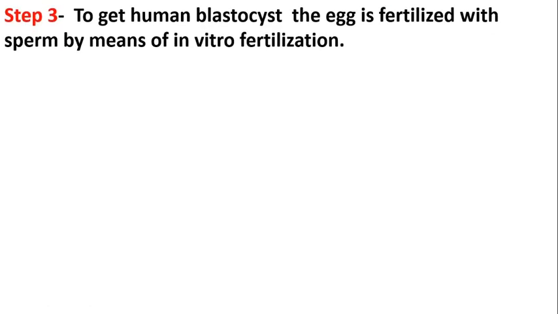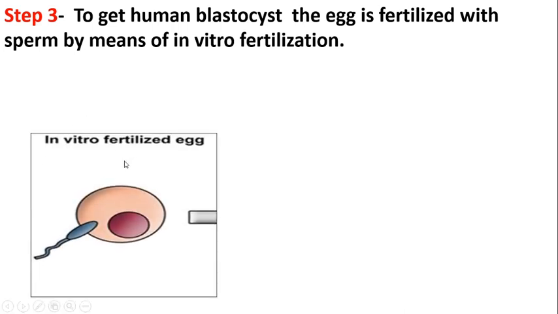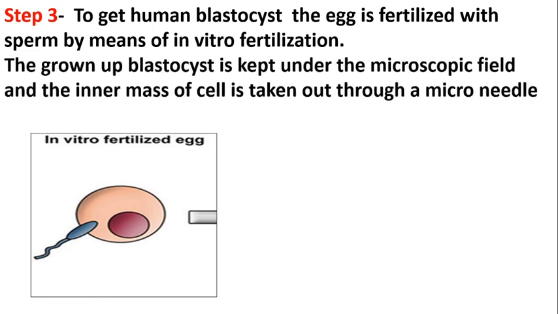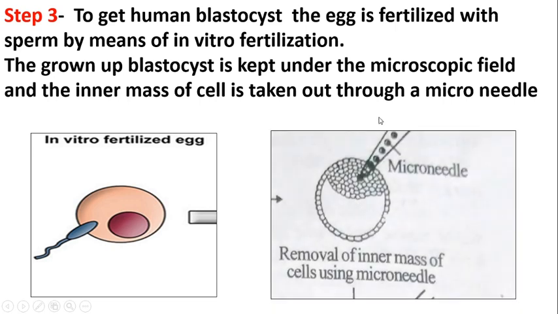Then step 3, to get human blastocyst, the egg is fertilized with the sperm by means of in vitro fertilization. So, the egg should be fertilized. So, step 3, we need a fertilized egg. So, through in vitro fertilization, it can be done. And then the grown up blastocyst is kept under the microscopic field, and the inner mass of cells is taken out through a micro needle.